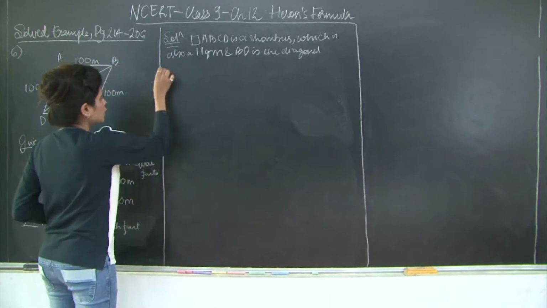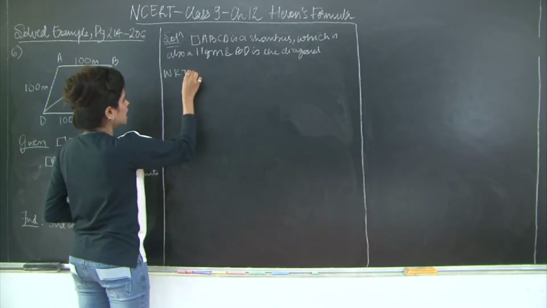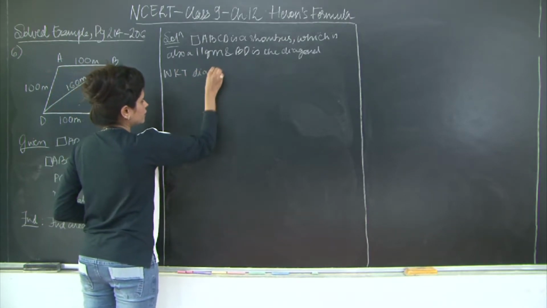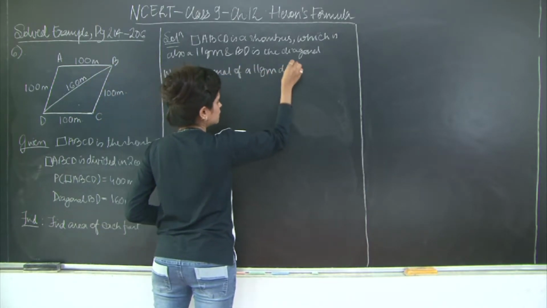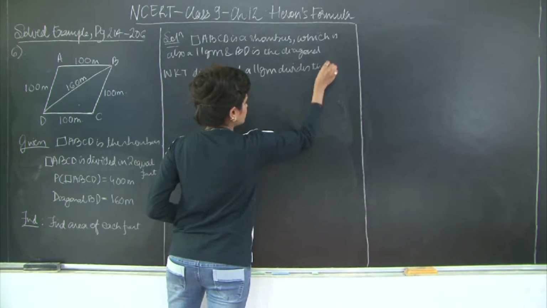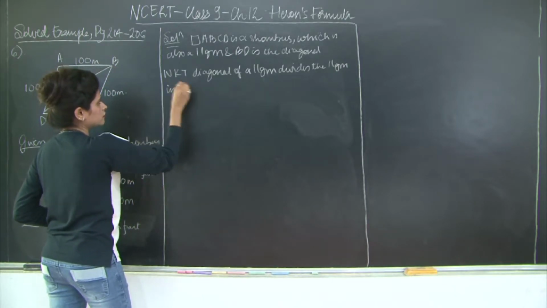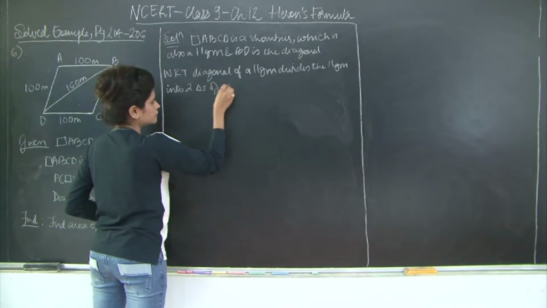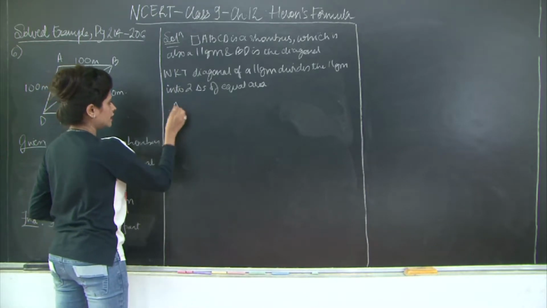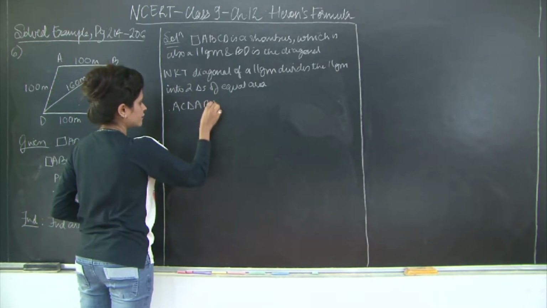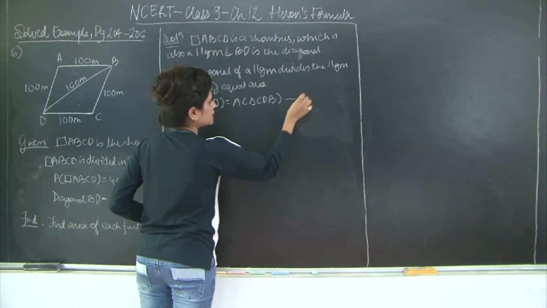So what do we know? We know that, I'm just saying WKT, we know that diagonal of a parallelogram divides the parallelogram into two triangles of equal area, right? Therefore, area of triangle ABD is equal to area of triangle CDB. Let's mark this as 1.